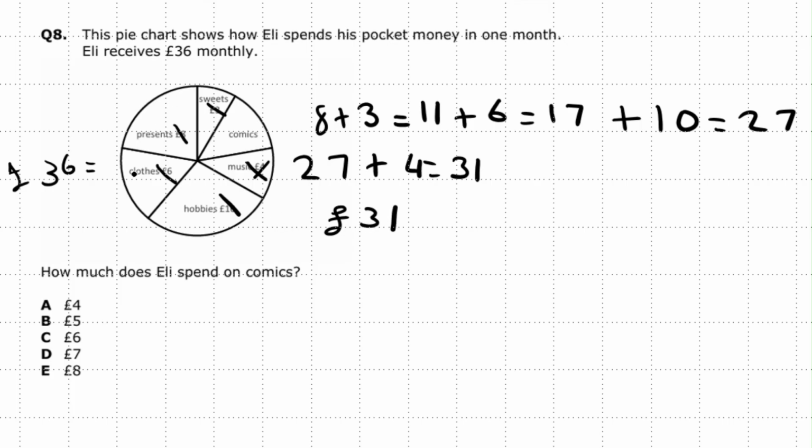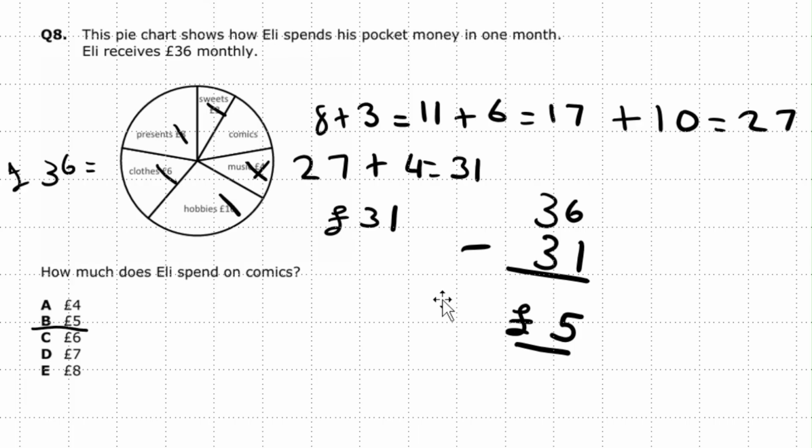And we know all of it equals 36 pounds. So that means that the comics must equal 31 subtracted from 36. So 36 minus 31 equals 5 pounds. So we know that comics equals 5 pounds. So we know the answer is B.